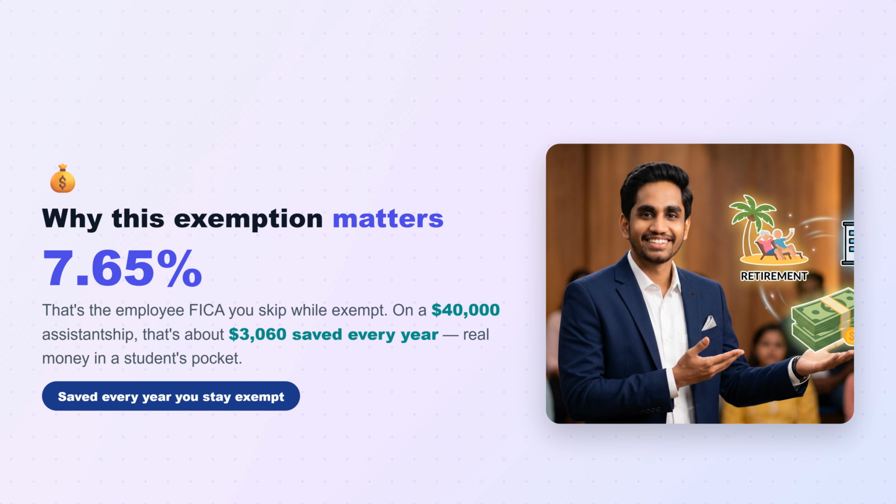Why does this exemption matter so much? Because it's real money. That 7.65% is the employee FICA you completely skip while you're exempt. On a $40,000 graduate assistantship, that's about $3,060 saved every single year. For a student on a tight budget, that's huge, and it's why getting the exemption right matters.